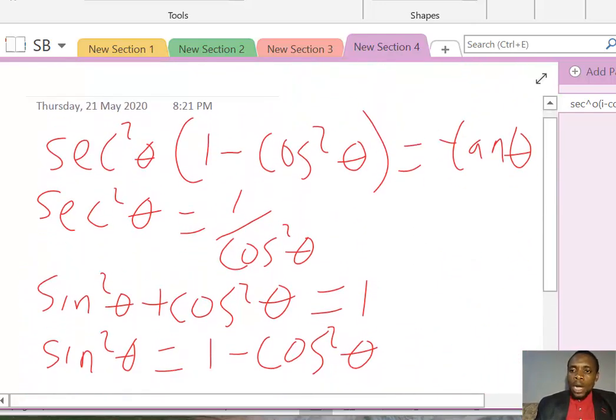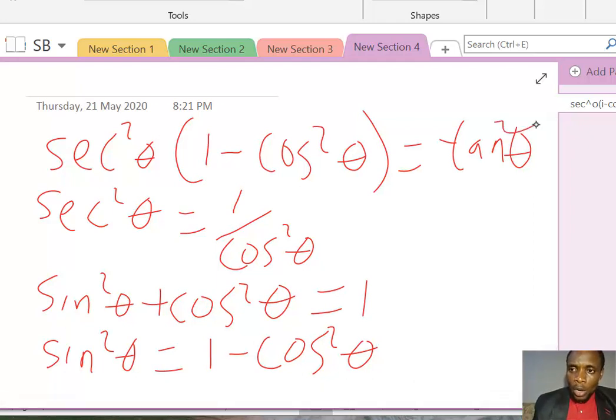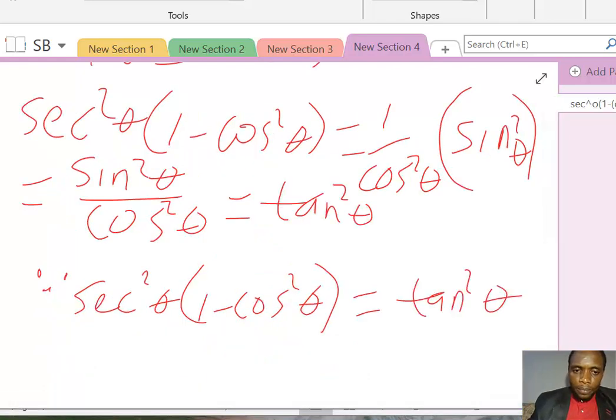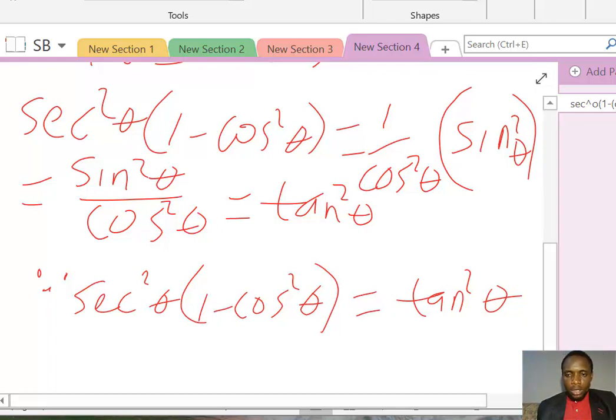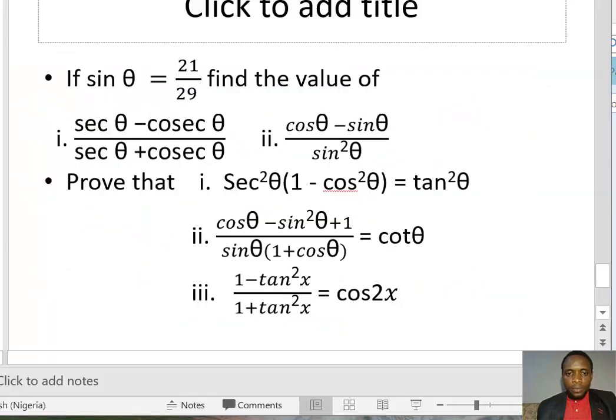It is sec square theta into 1 minus cos square theta equals tan square theta. Please, it can be solved. It's a very simple calculation. So therefore, sec square theta into 1 minus cos square theta equals tan square theta. Please note that. Thank you.